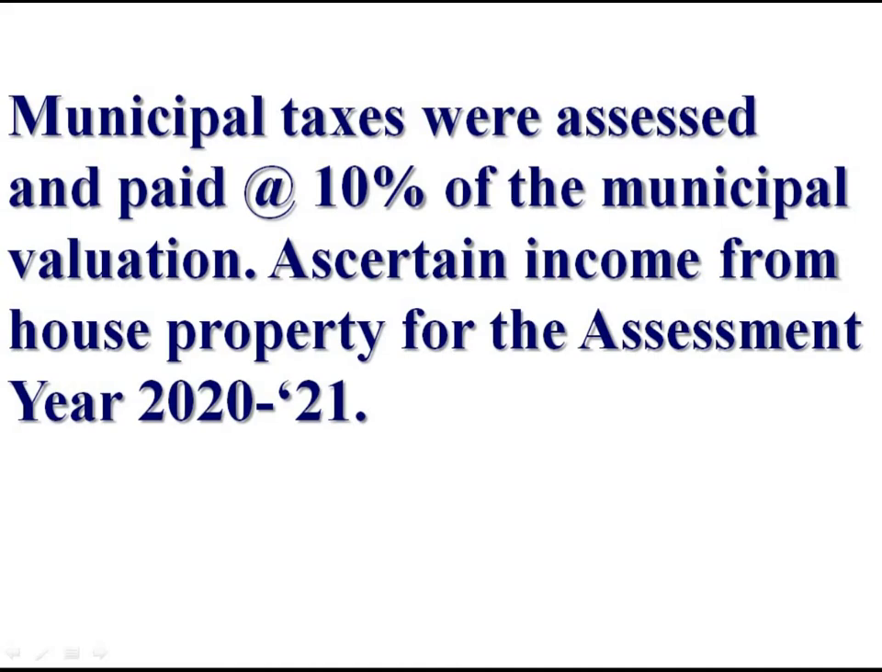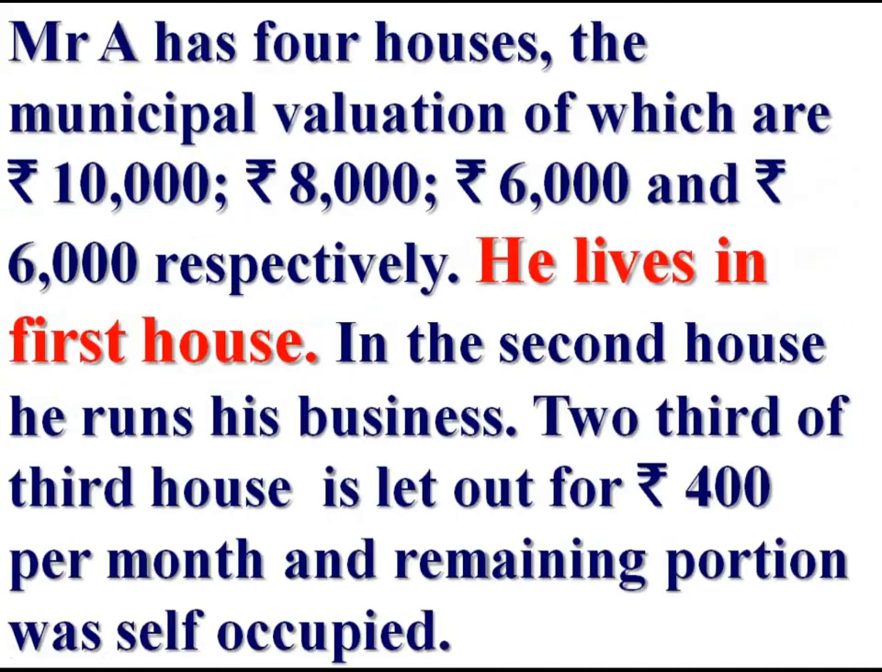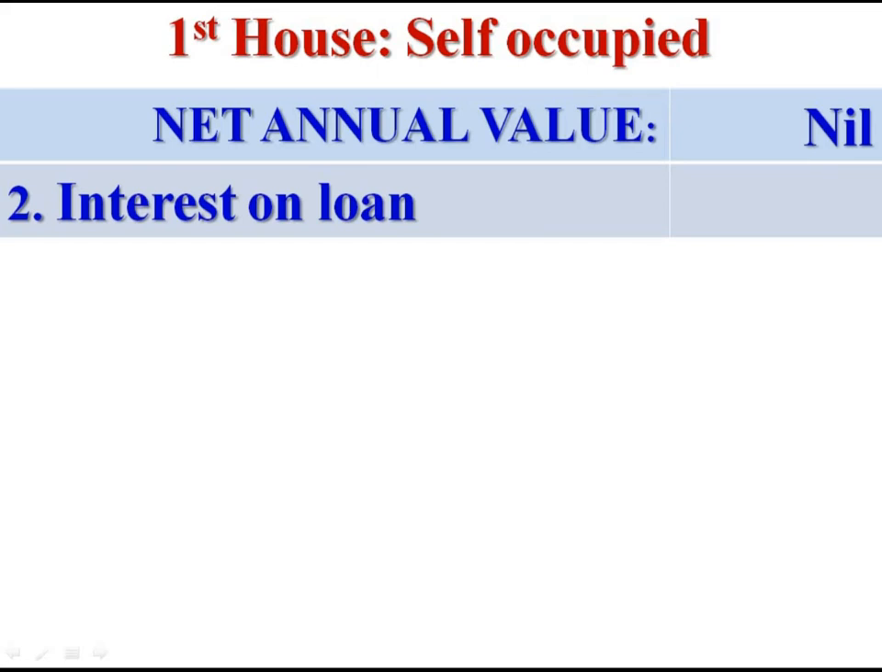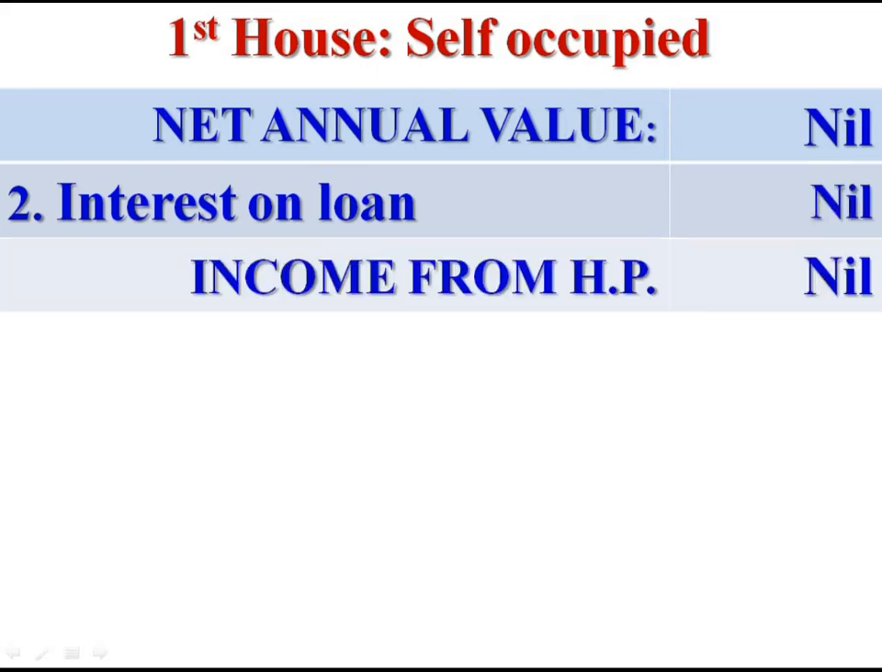Here, the assessee has 4 houses. We have to find the income from house property of the 4 houses separately. He lives in the first house. It means the first house is self-occupied. We know the net annual value of a self-occupied house is nil. From the net annual value, we avail the deduction in respect of interest on loan. In this problem, for the first house there is no loan, there is no interest, nil. Income from house property of the first house is nil.